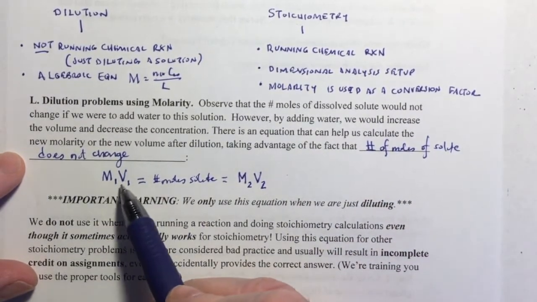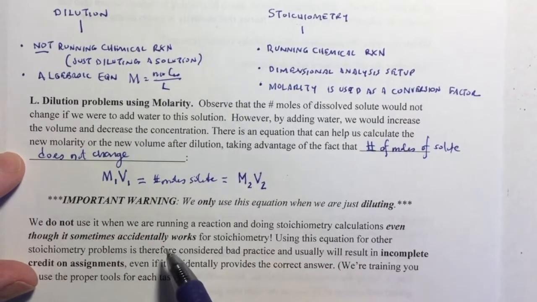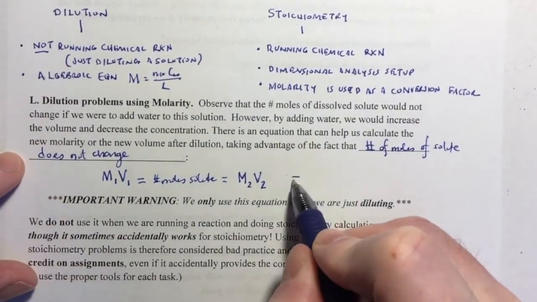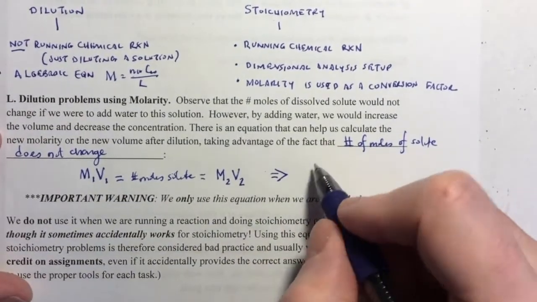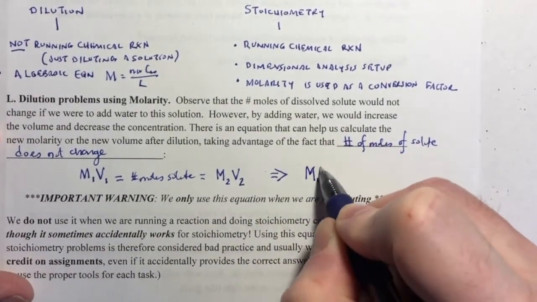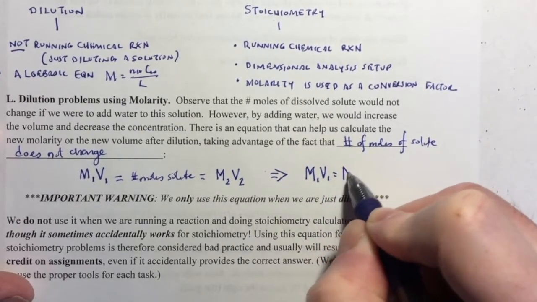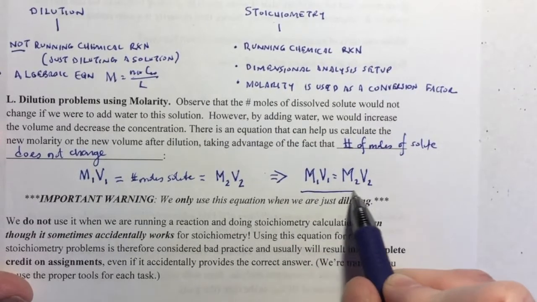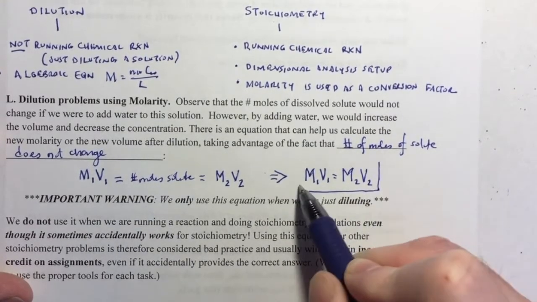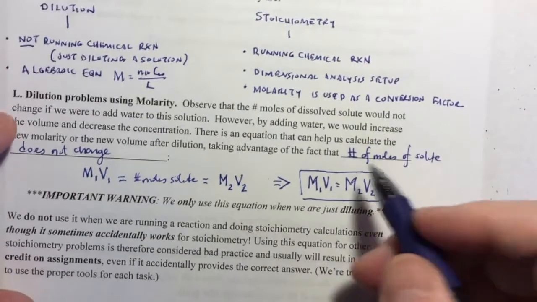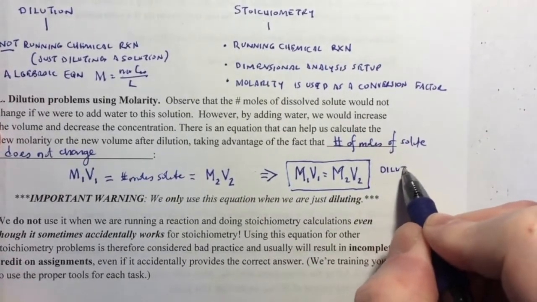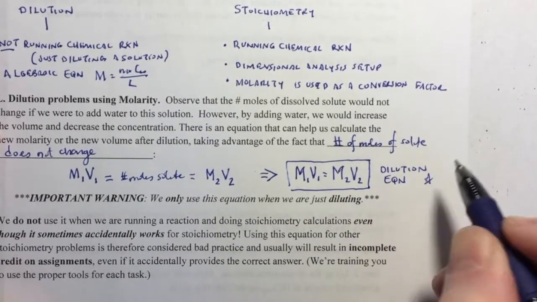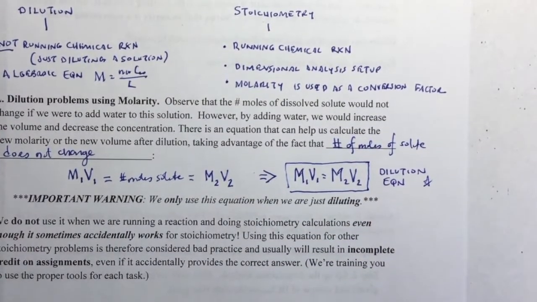And you can see that if M1V1 equals the moles of solute and M2V2 equals the number of moles of solute, we can simplify this into this equation: M1V1 equals M2V2. And this equation right here is called the dilution equation. And it's very important. We use it quite a bit.